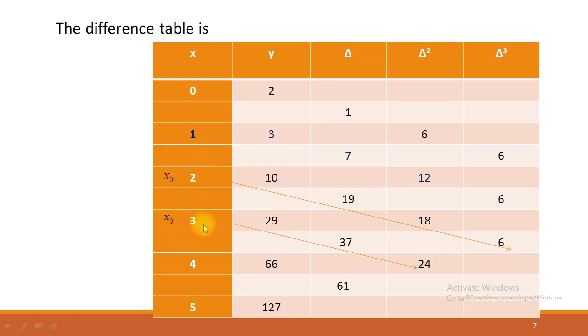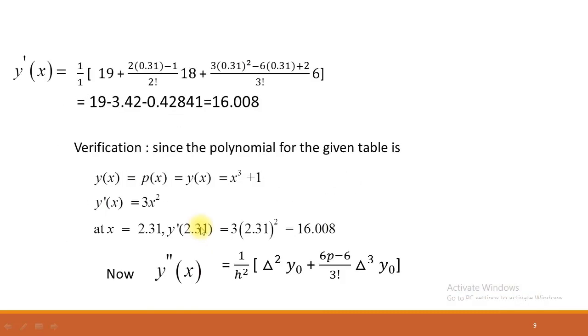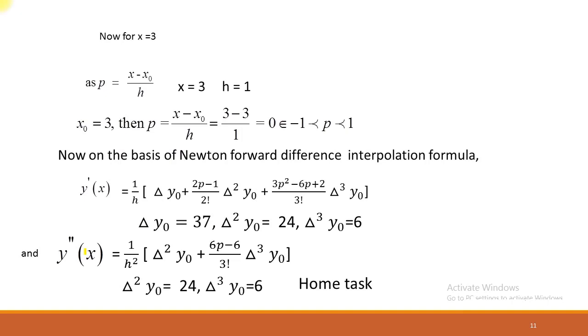So if we consider x naught equal to 3, then the value of p will be 3 minus 3 divided by h, where h is 1, which is equal to 0, and 0 lies in this range. So using this value of p, we find the first order derivative of the function on the basis of Newton forward difference interpolation formula.